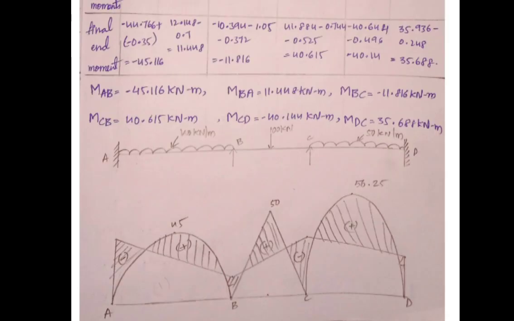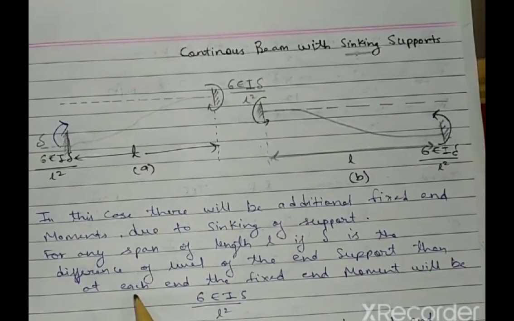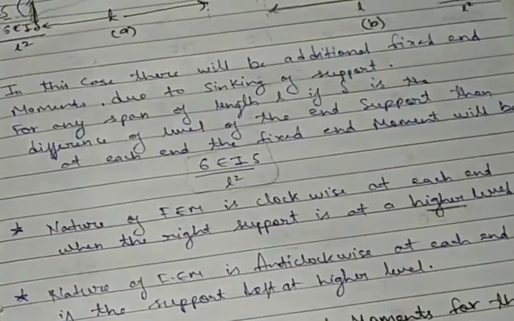Then we need to draw the bending moment diagram. In the bending moment diagram, first we will draw the free end moments and then we can draw the final end moments. For the sinking support case, there will be additional fixed end moments due to sinking of support. For any span of length L, if delta is the difference of level of the end supports, then at each end the fixed end moment will be 6EI delta by L square. The nature of fixed end moment is clockwise at each end when the right support is at higher level and left support is at lower level, and vice versa. That means the fixed end moment is anti-clockwise at each end if the left support is at higher level and right support is at lower level, as shown in the figure.